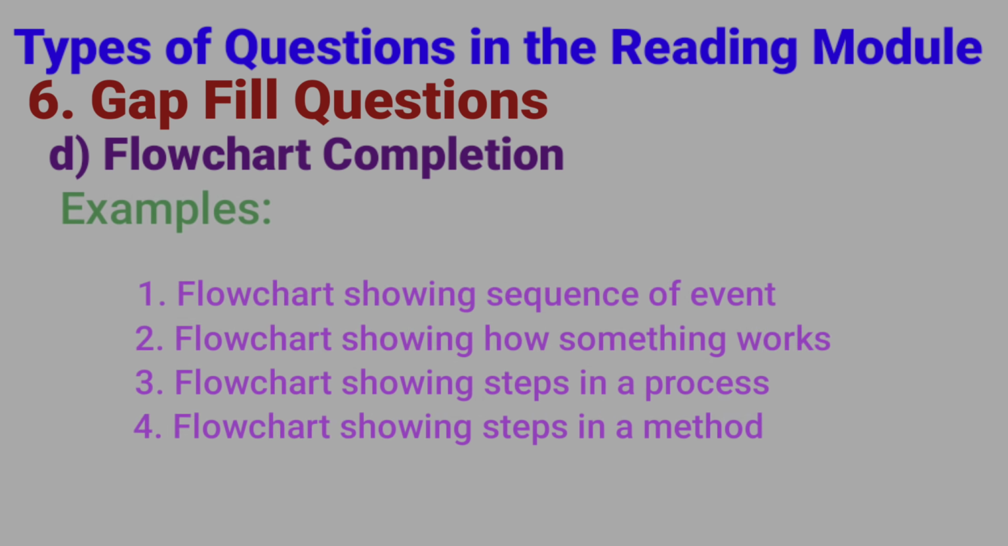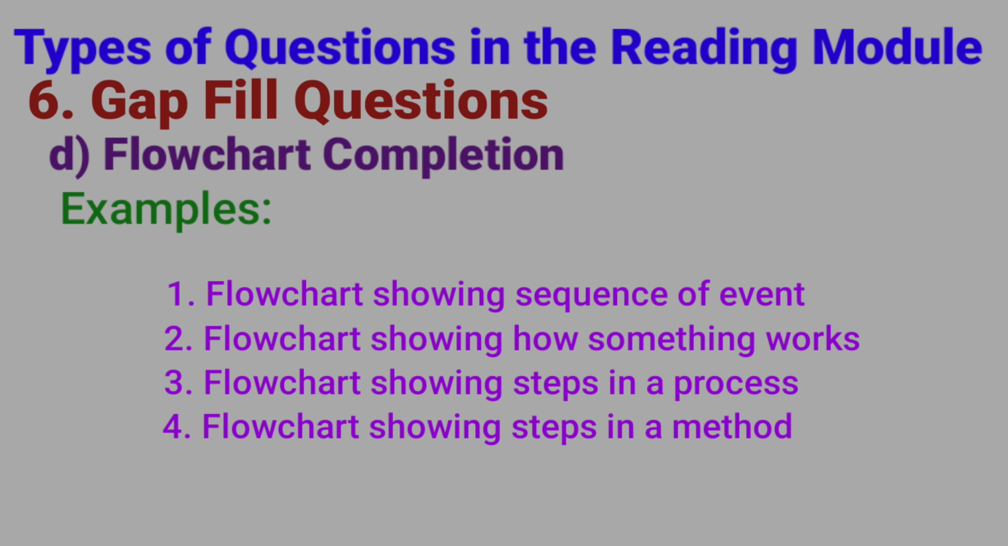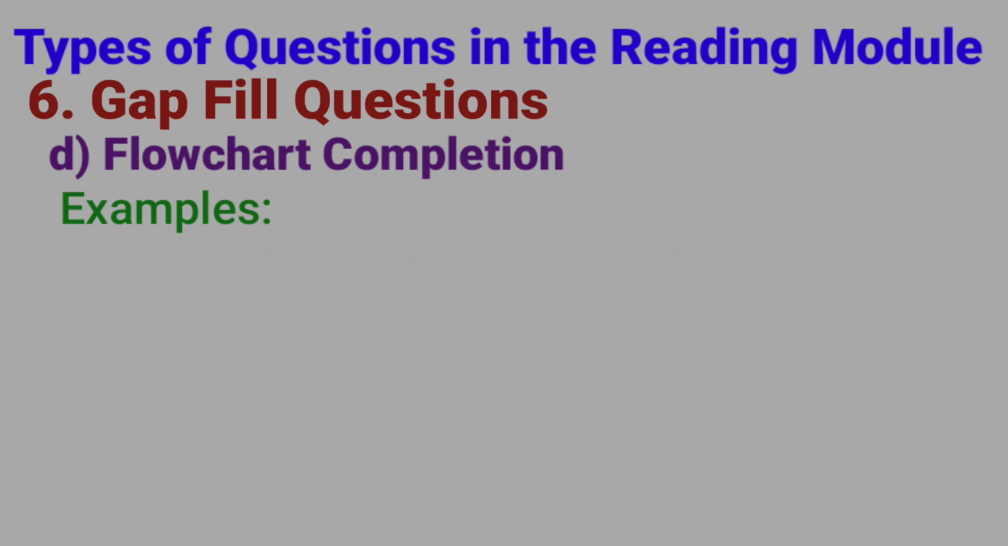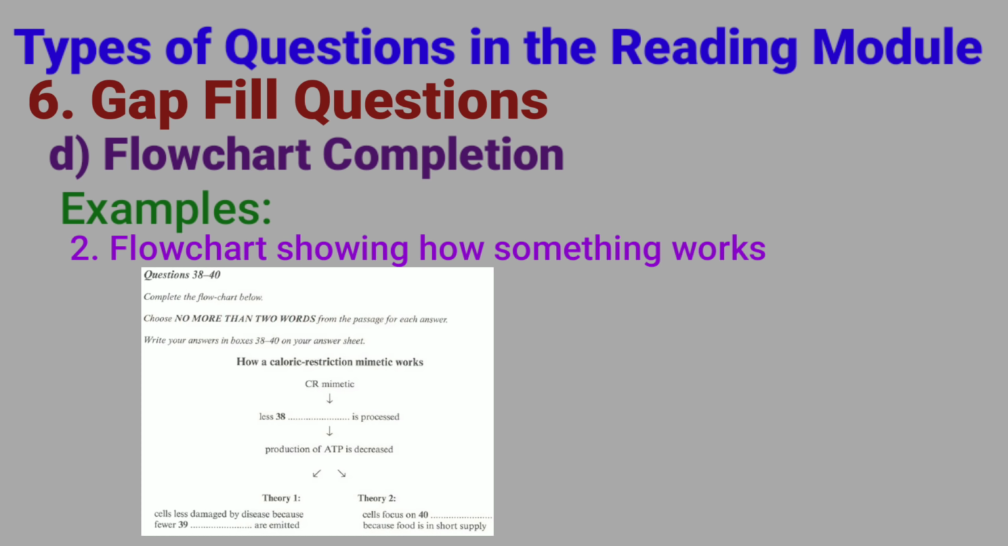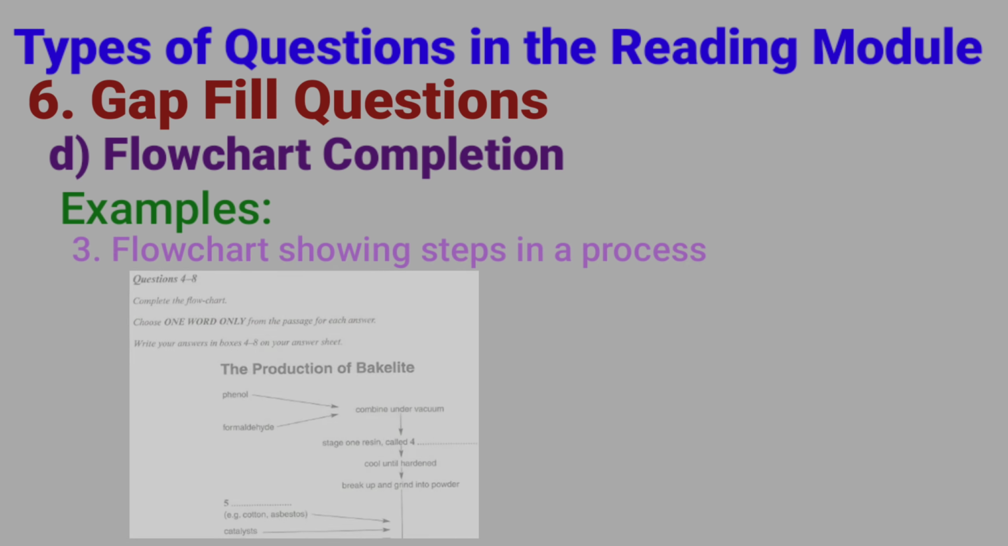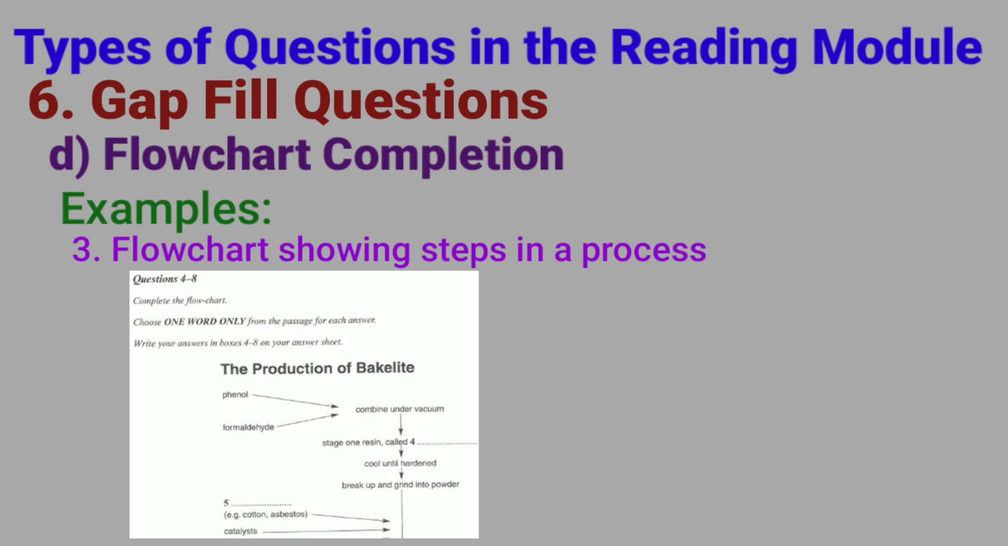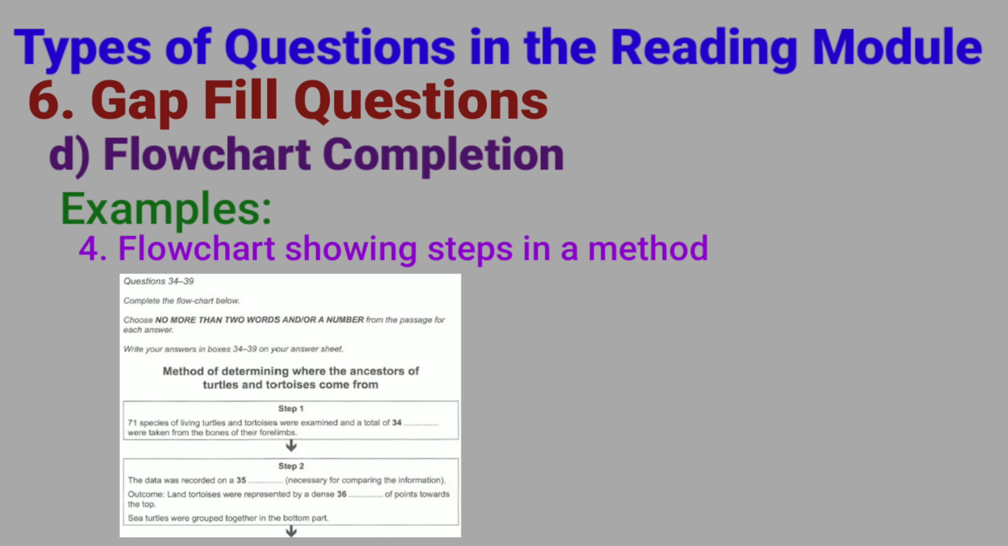Here you can see different examples of flowchart completion. In the first example, the flowchart shows a sequence of events. In the second example, the flowchart shows how something works. The third example is a flowchart of steps in a process, and the fourth example is a flowchart of steps in a method.